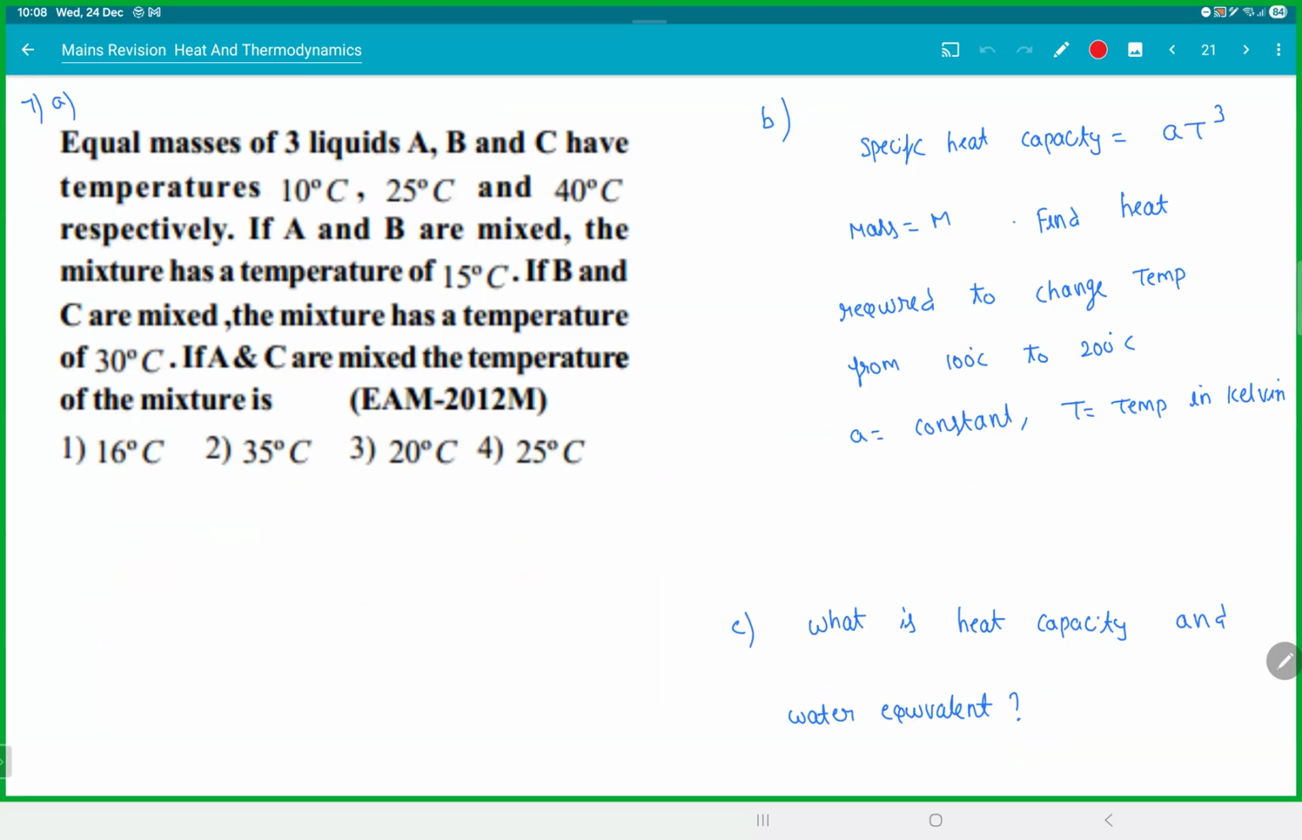We have equal masses of three liquids A, B, C at 10, 25, 40 degrees. They are mixed. Find the temperature. Specific heat capacity is A T cube. Find the heat required to change the temperature from 100 to 200 degrees. A is constant, T is temperature in Kelvin. What is heat capacity? What is water equivalent?